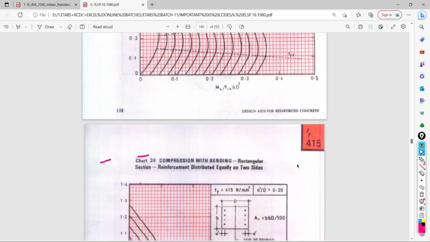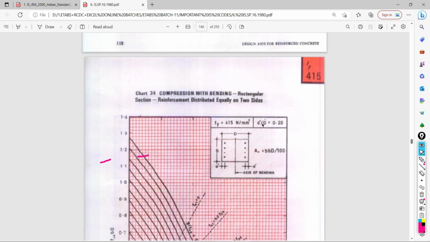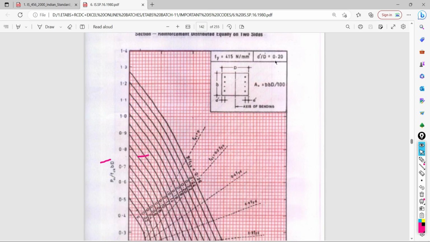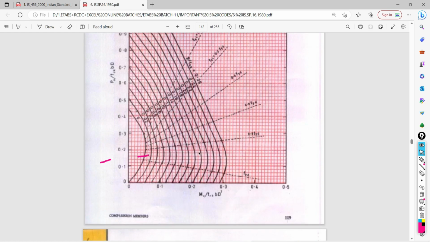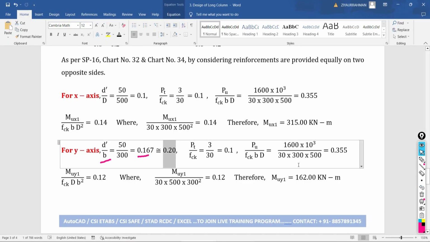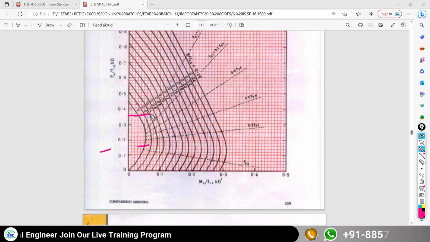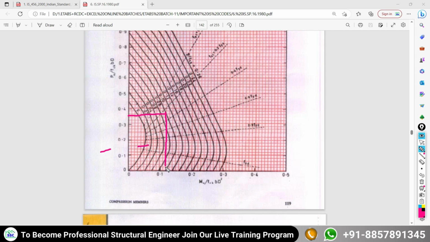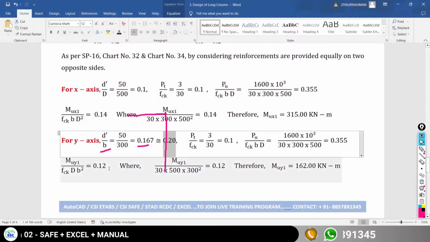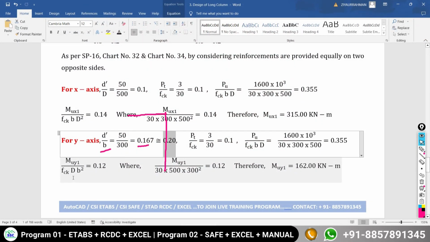So I am going to look at Fe415 grade of steel and d dash by d value as 0.2. That I am going to consider. Now here again Pu by FCK BD value will be same, 0.355. So again we have to look at the same 0.35 here somewhere it is, and 0.1 value we are getting here. Now just project it down. So we are getting the value of mu by FCK BD square as 0.12. So that I am going to put here as 0.12 mu y1 divided by FCK.